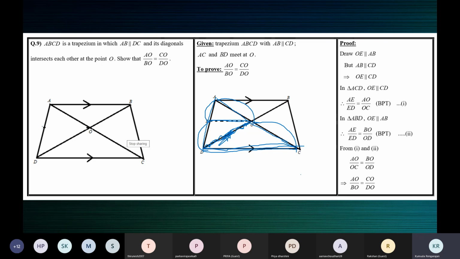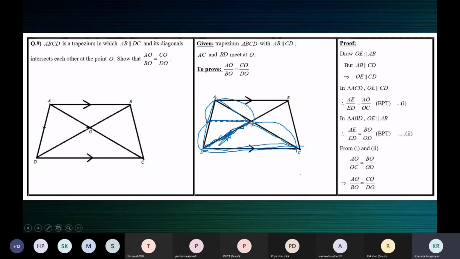See, the point is I don't want anyone to find proofs difficult. It's very easy to identify the triangles. So this is the construction. OE parallel to AB is the construction. What is given? We are given a trapezium. We'll have to prove this proportion. That's all. You're just given a trapezium.